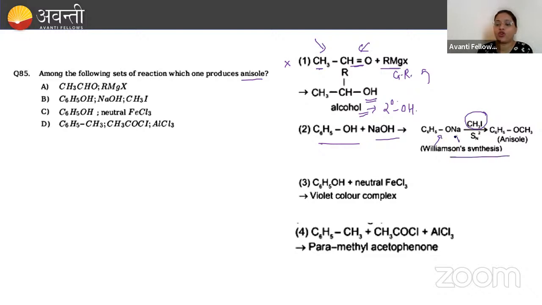There is a formation of the salt of the phenoxide ion. Then CH3I attacks it and there is a formation of OCH3. So this reaction is what? Correct, that is option B. Let's see the C reaction.